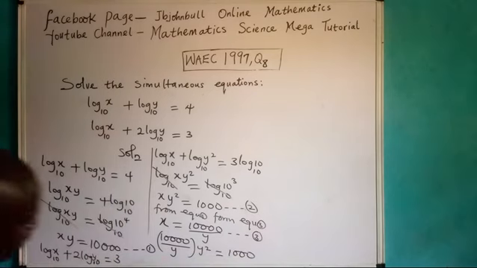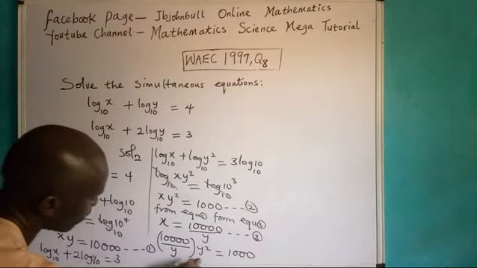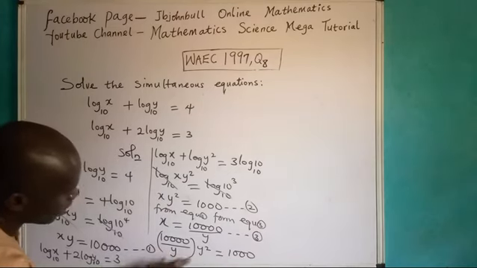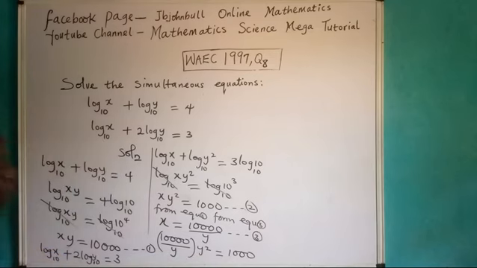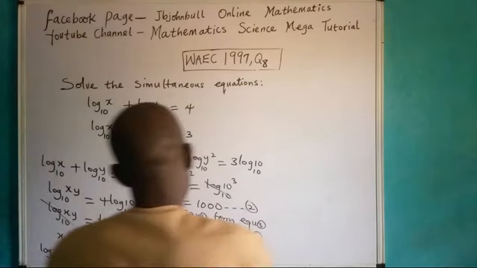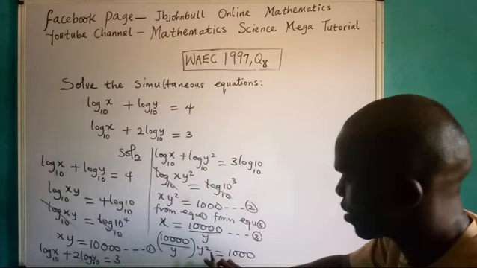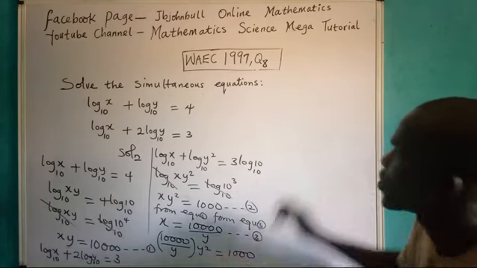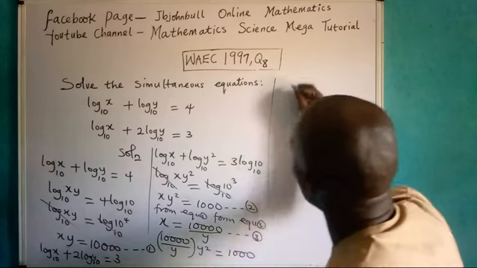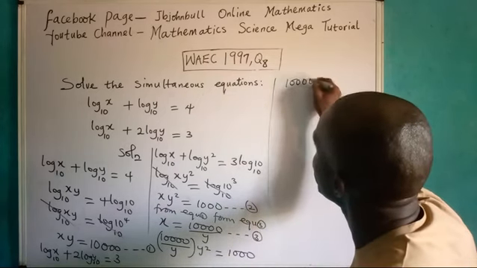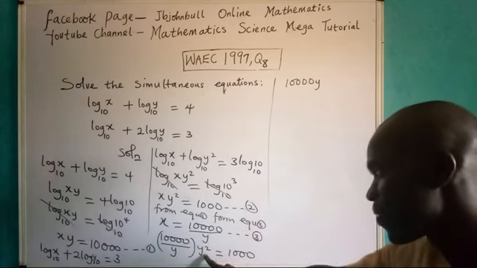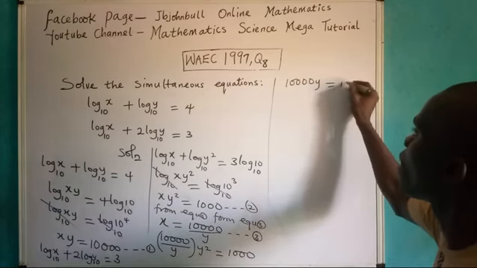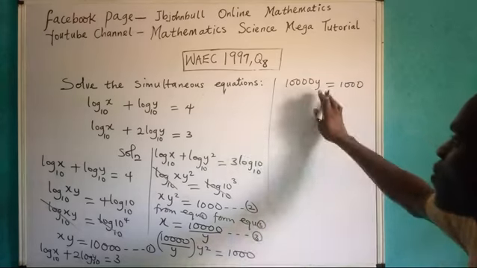Now remember here we have y squared, that is y times y. It means that y here can get rid of one y here, and we will be left with just y. If we cancel out this part, I'm going to have 10,000 y because I'm still left with y here, equal 1,000. Now we are looking for y.